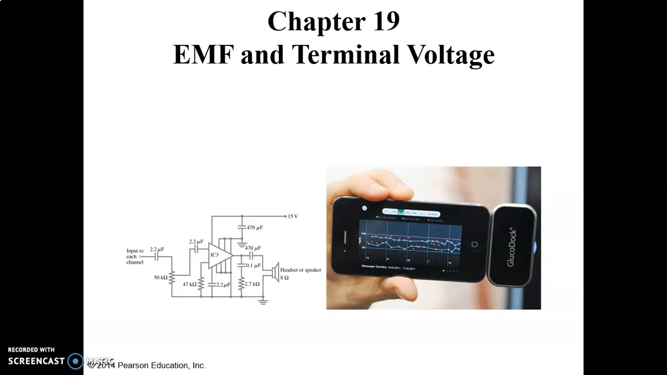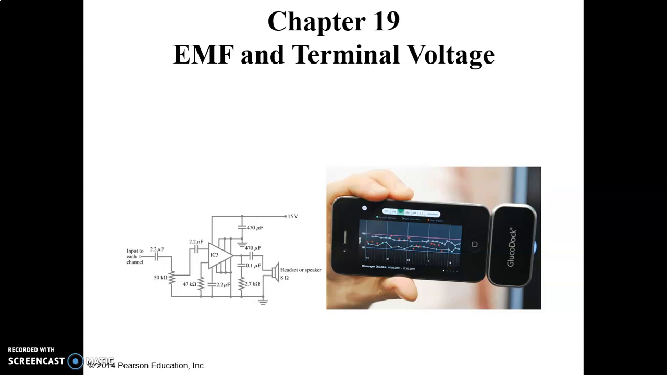We've been talking over the last few chapters about electricity. We are now ready to start talking about direct currents, which is the topic of Chapter 19. In Chapter 19, we'll be talking about electromotive force, or EMF. We'll be talking about connecting resistors, either in series or parallel circuits.